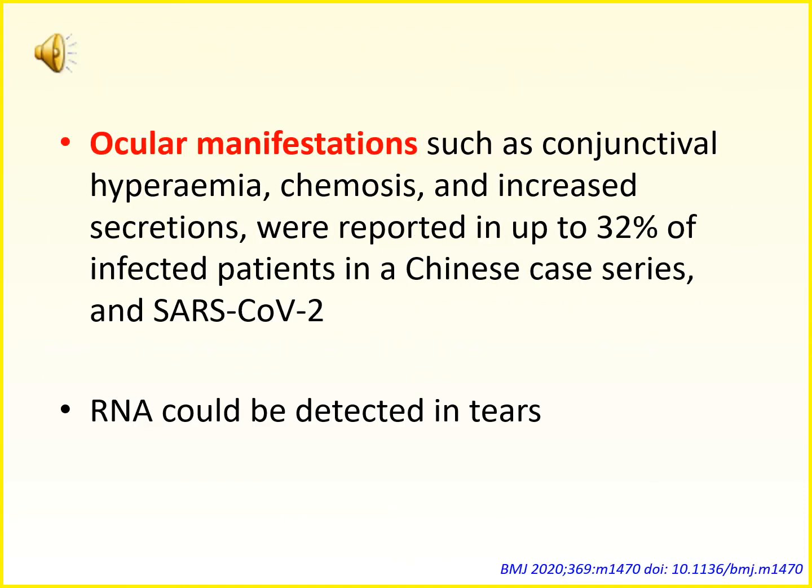Ocular manifestations such as conjunctival hyperemia, chemosis, and increased secretions were reported in up to 32% of infected patients in Chinese case series, and COVID-19 RNA could be detected in tears.